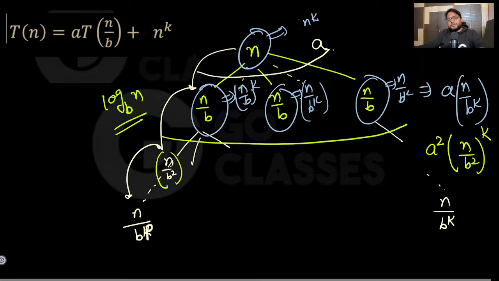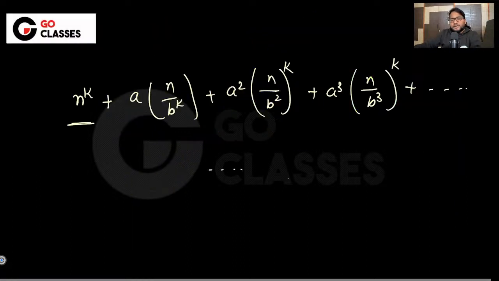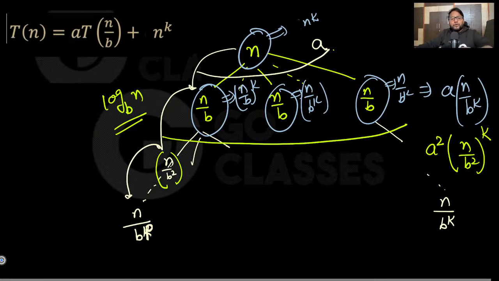Then each of these is n upon b power k, and a such terms are there. So a into n upon b power k, then a square such terms, and a square into n upon b square power k, like this. Ultimately, if there are p such terms, at the last you will be doing a power p into n upon b power p power k. Let me know if that is okay to everyone.